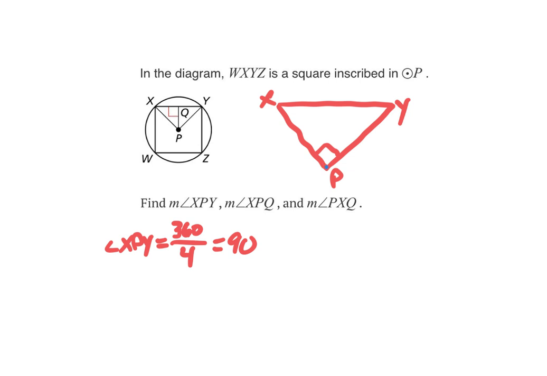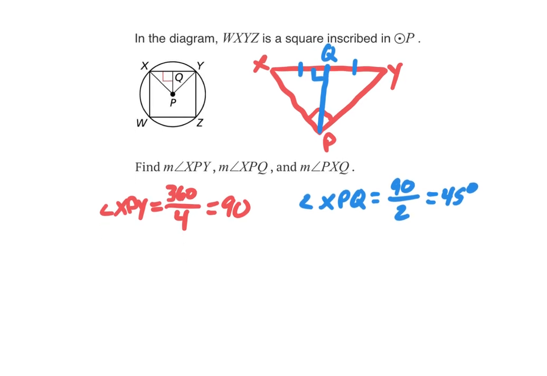Okay, then I'm going to draw in my apothem. Okay, the apothem is going to separate XY in half, and it's also going to be perpendicular to it. When that happens, measure of angle XPQ is going to be half of 90. Because we're talking about X to P to Q. We know the big angle is 90. I'm splitting it in half.